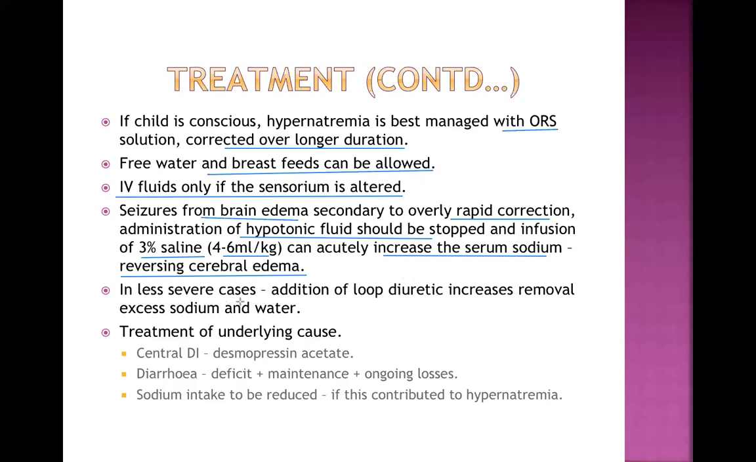In less severe cases of hypernatremia, we can add a loop diuretic. This loop diuretic has an important role in the kidney, isn't it? It can excrete excessive sodium and water, so it will help the patient, but make sure the patient is not in a hypovolemic condition. Now, what are the other treatments according to the causes? See there, please. If it is a case of diabetes insipidus, what do we do now?